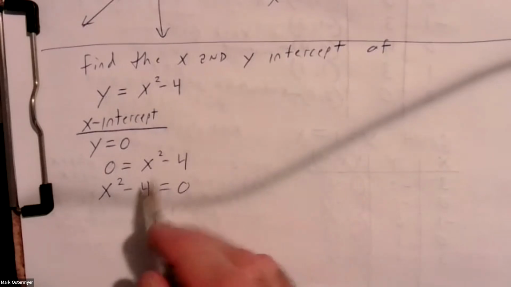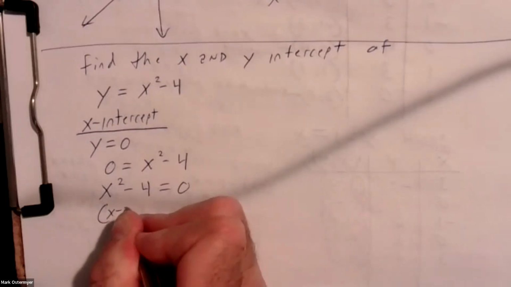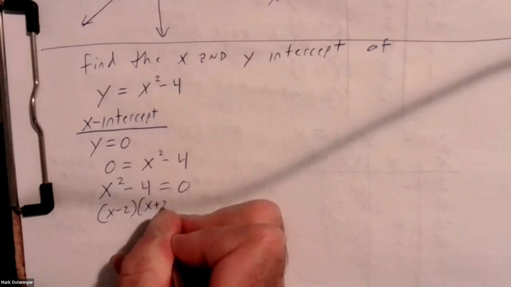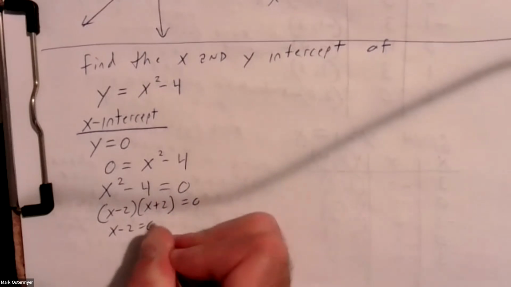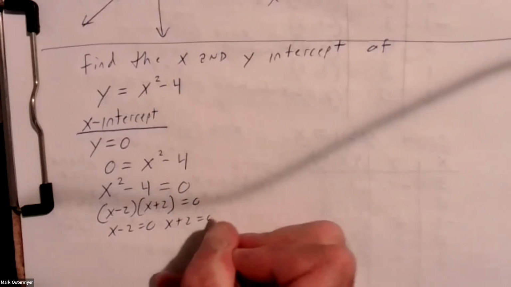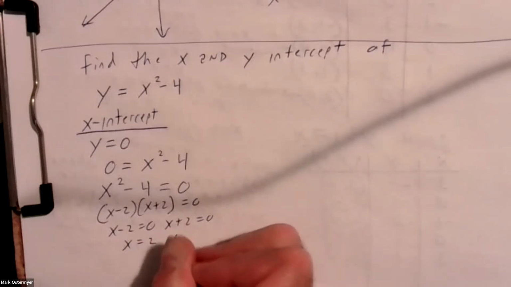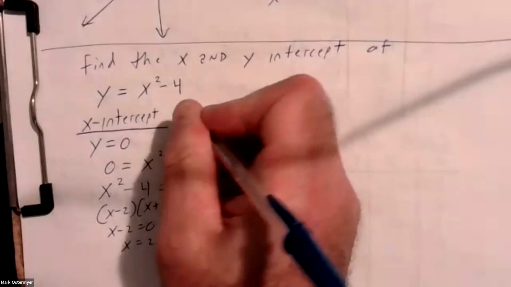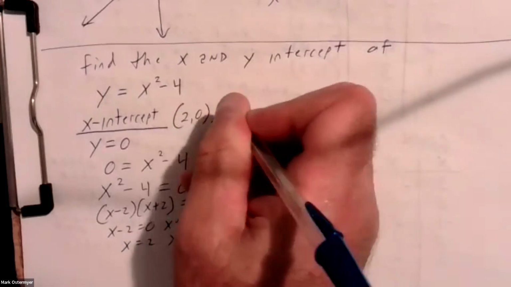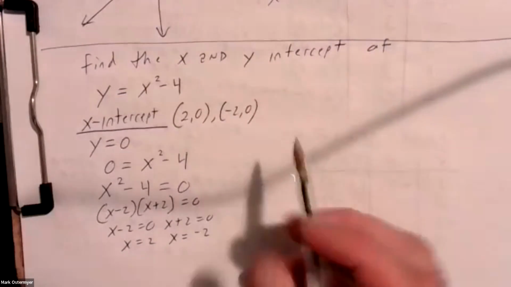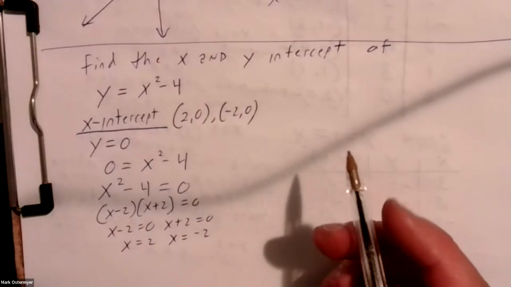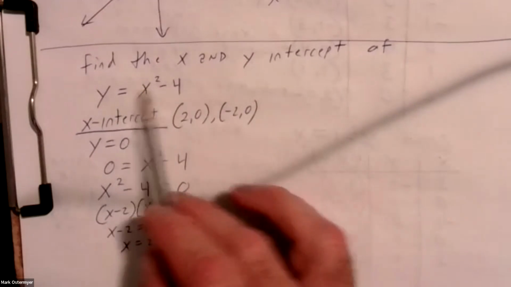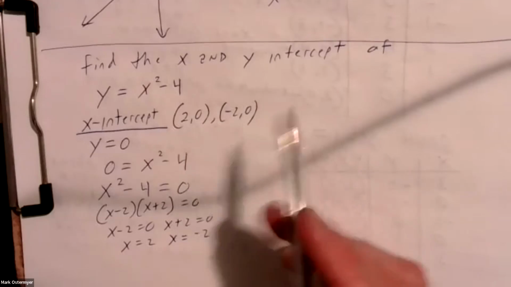This is the difference between the squares, so it does factor into x minus 2 times x plus 2. Setting these factors equal to 0 and solving for x, we discover that we get two x-intercepts. We get positive 2 and we get negative 2. So the two x-intercepts would be 2, 0 and also negative 2, 0. So this equation's graph has two x-intercepts. There they are. These are two points where the graph of this equation will intersect the x-axis.